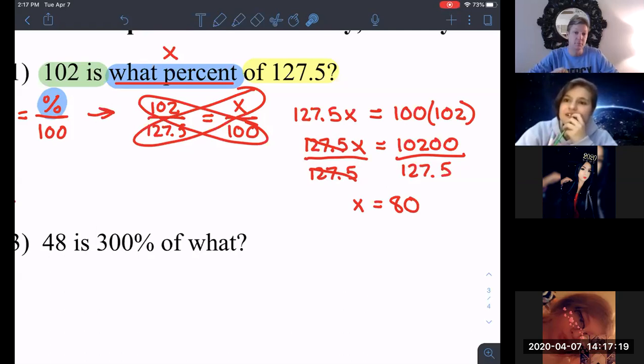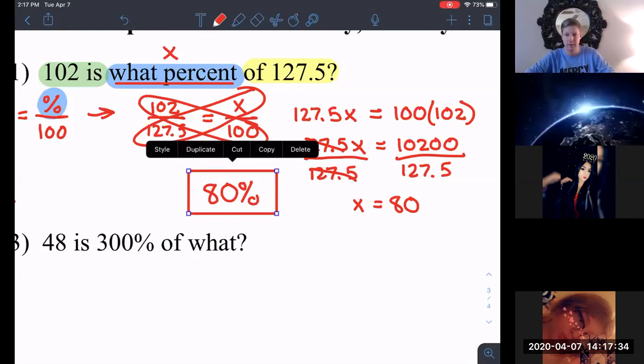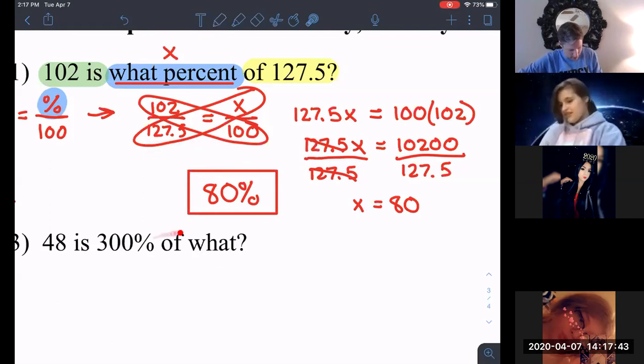For this problem, this is a little bit different than some of the other ones because they want us to find a percentage. So if our answer is 80, you have to use a percent sign with it. 80% would be the way we answer this problem. Other questions like number 3, if we're just looking for a number, a numeric answer, you don't need a percent sign on that. It's not a percentage, it's just a regular number.